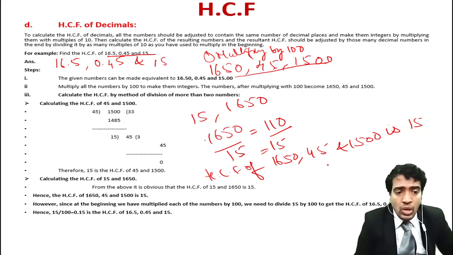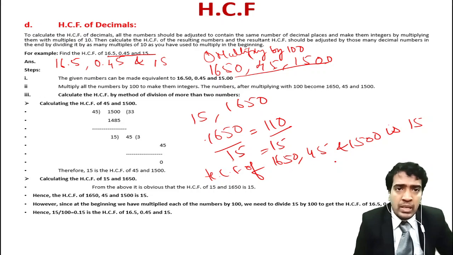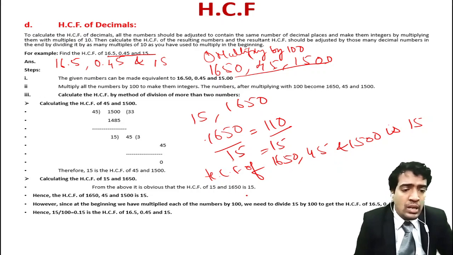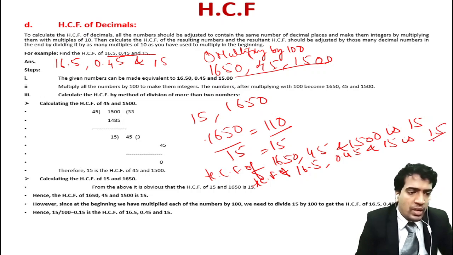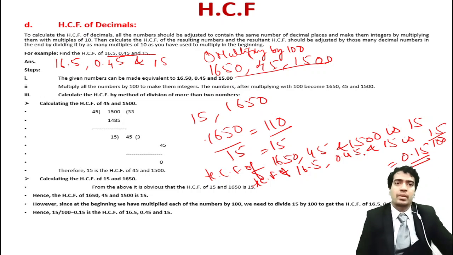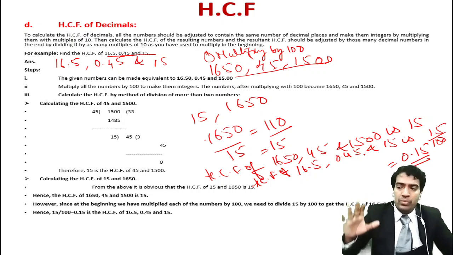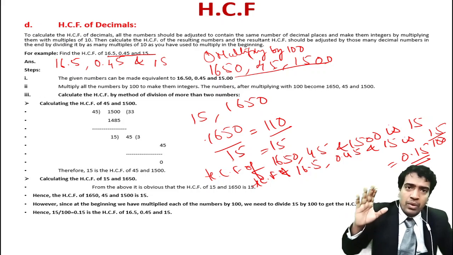Why? Because you have bloated these numbers. You have multiplied these numbers with 100. So the answer needs to be divided by 100 to get the HCF of these decimals. So therefore HCF of 16.5, 0.45 and 15 is 15 by 100, which is 0.15. This is the HCF. So I hope you understood the concept of calculating HCF for decimals.